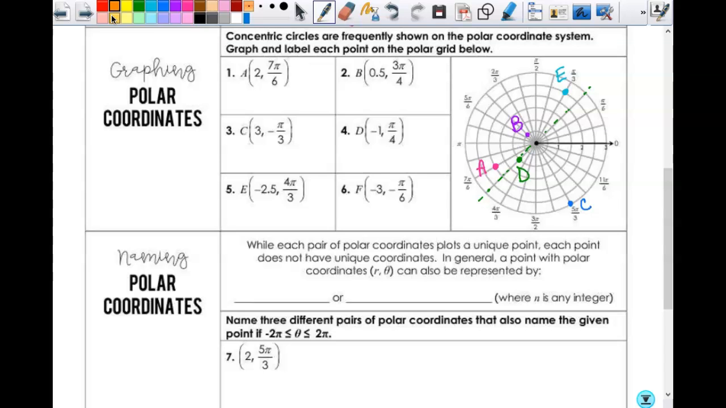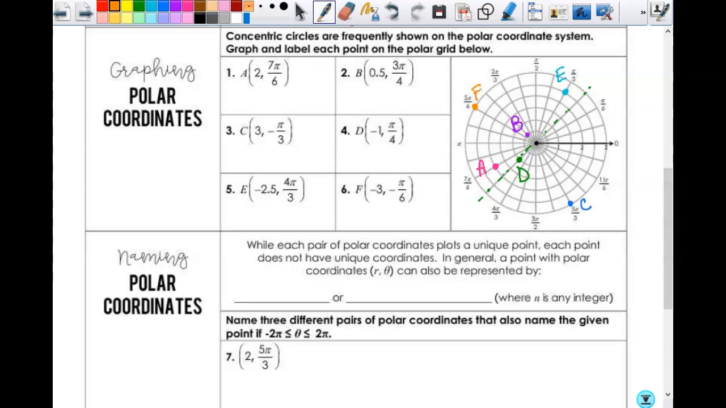Yes, but like the funky, yep, we're getting there. There's some really crazy graphs in polar. Okay, so on number 6, I'm going to go to 3. I'm going to go to negative pi 6, which is right here at 11 pi 6. Then I'm going to pass through the pole, and my point ends up right there, and that is F. Okay? We all good with that? What questions do we have? Nothing? We can plot these points?